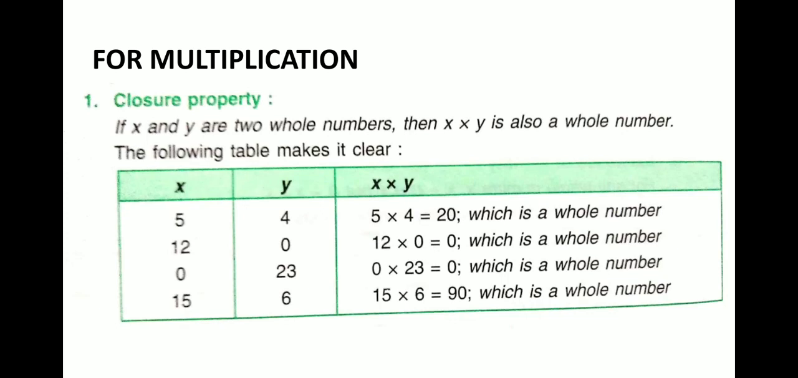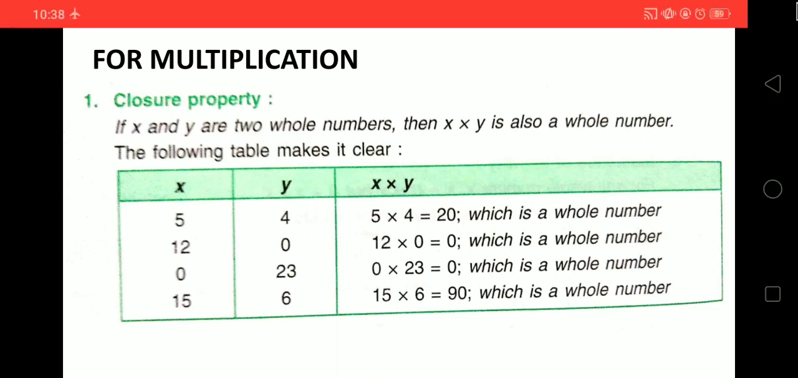As we have already learned about the closure property, if two numbers have a binary operation, whether it's addition, subtraction, multiplication or division, and the result obtained also lies within the given number set, then we say it's the closure property. So here the two numbers x and y are multiplied, and if the answer, the product obtained, is also a whole number, then we say the closure property is fulfilled.